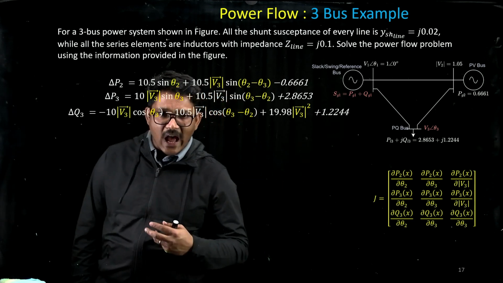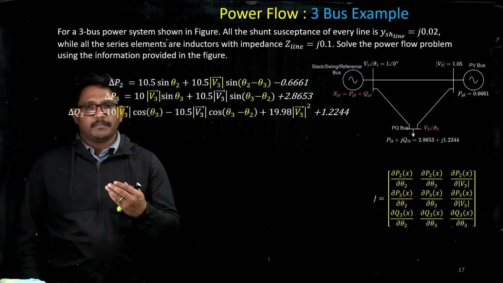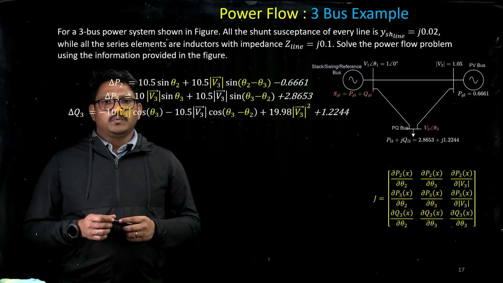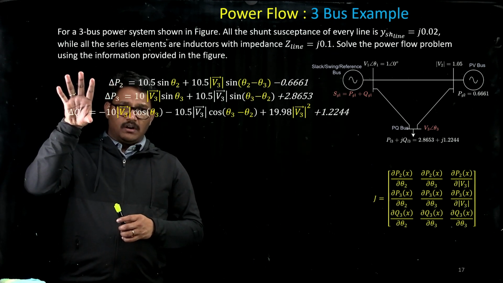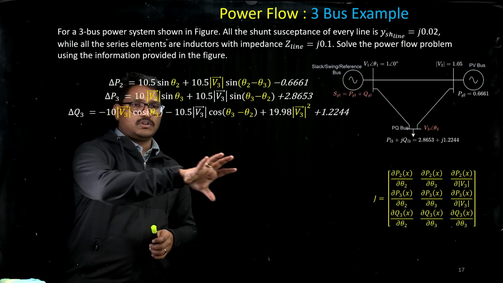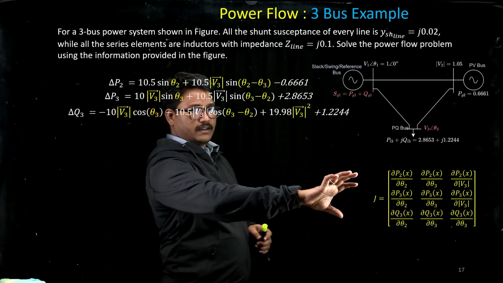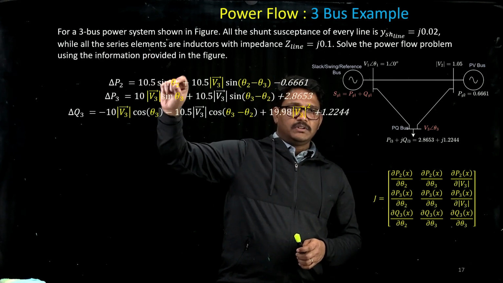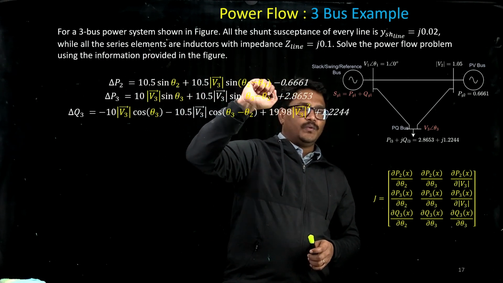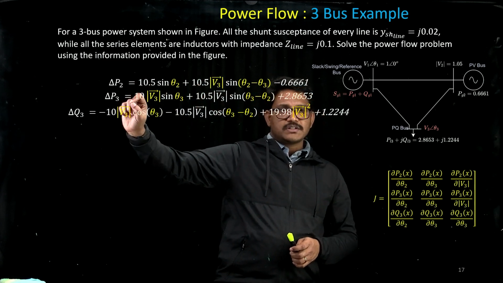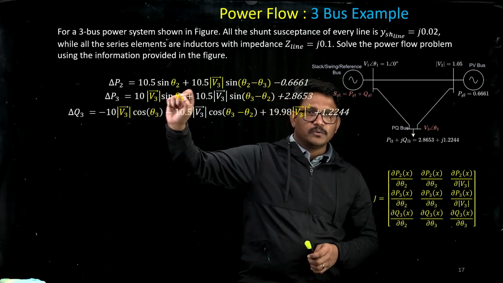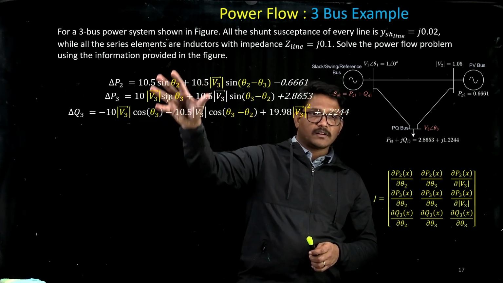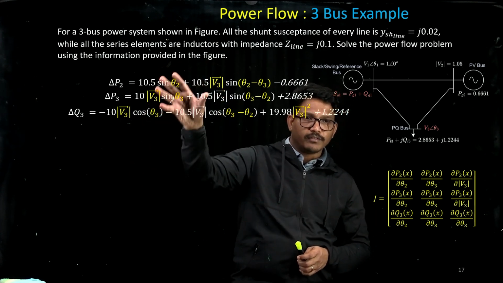Once you have an expression for delta P2, delta P3 and delta Q3, this is what is to be used in order to get the elements of your Jacobian matrix. What is the Jacobian matrix? It is the partial differentiation of P2 with respect to theta 2, theta 3 and V3. Similarly, the partial differentiation of P3 with respect to theta 2, theta 3 and V3. You can see that the variables are already available in the respective functions.